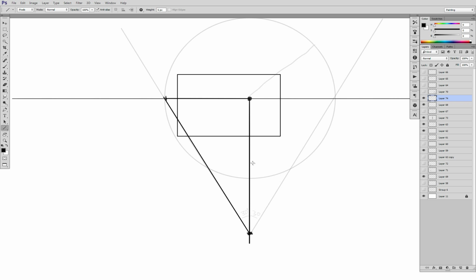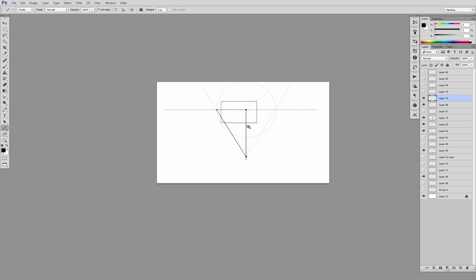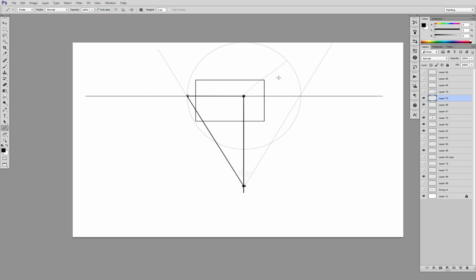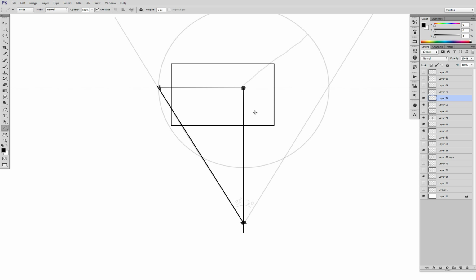And now you've got your stationary point. So hopefully that makes sense. I think it's easier to explain it to begin with as this being a cone of vision, and then we think about, okay, if this is what we need, how do we find this?